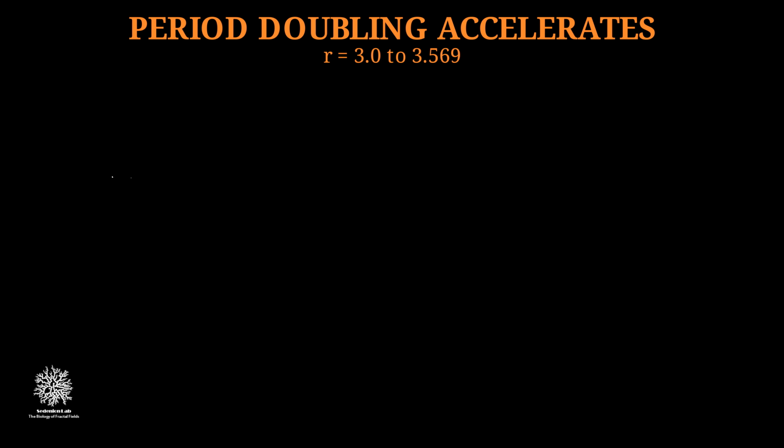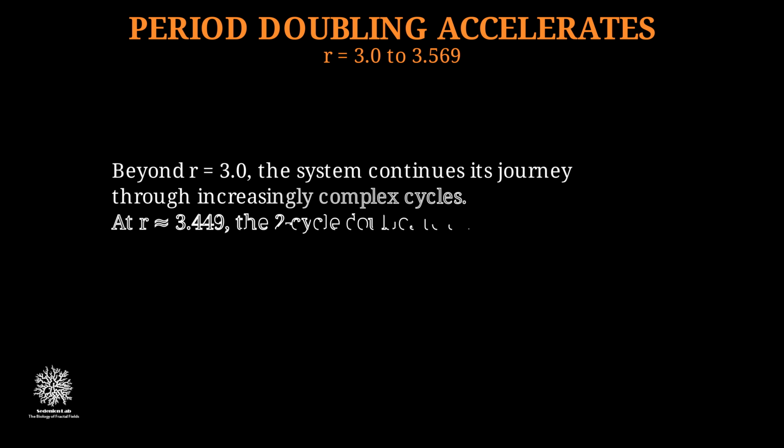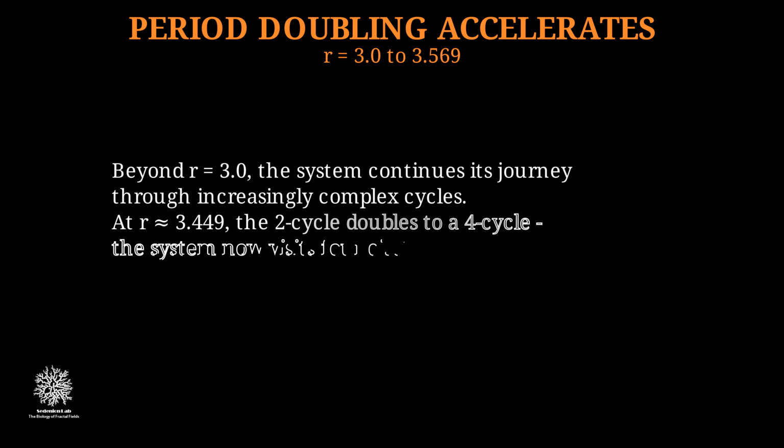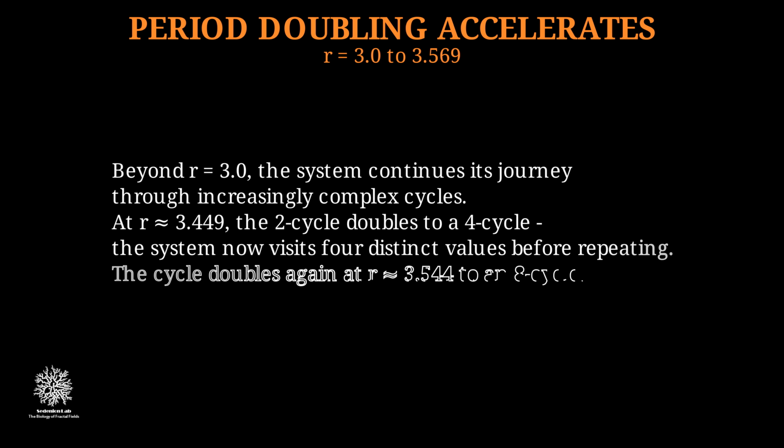Period doubling accelerates, r equals 3.0 to 3.569. Beyond r equals 3.0, the system continues its journey through increasingly complex cycles. At r ≈ 3.449, the 2-cycle doubles to a 4-cycle. The system now visits 4 distinct values before repeating. The cycle doubles again at r ≈ 3.544 to an 8-cycle.